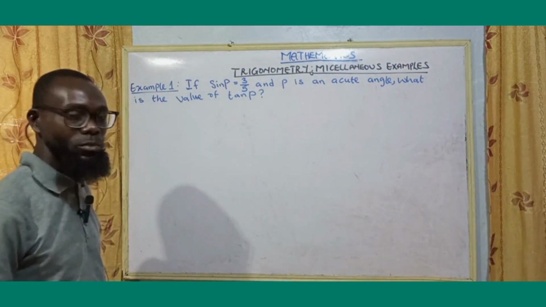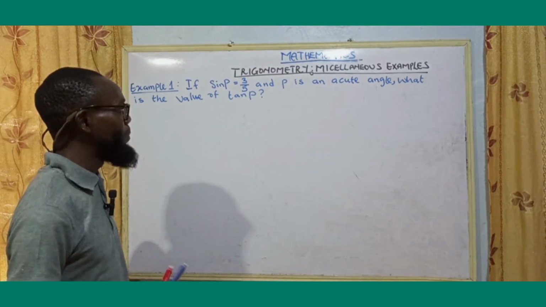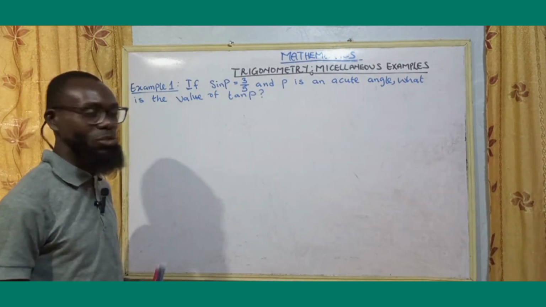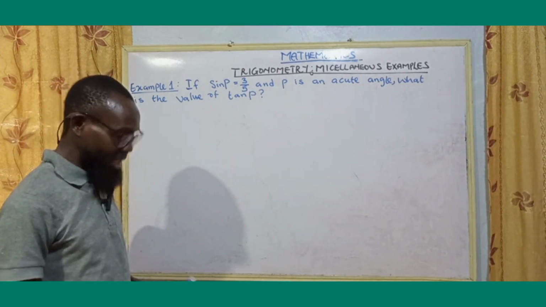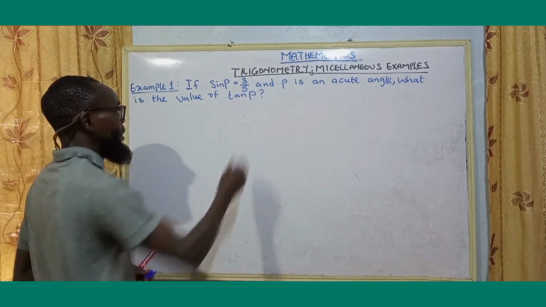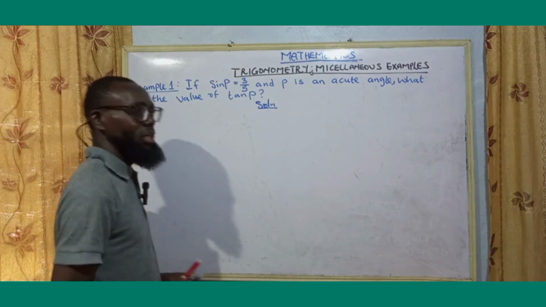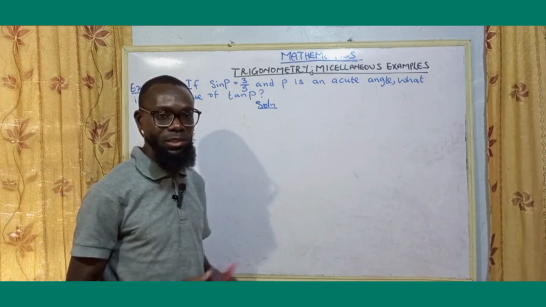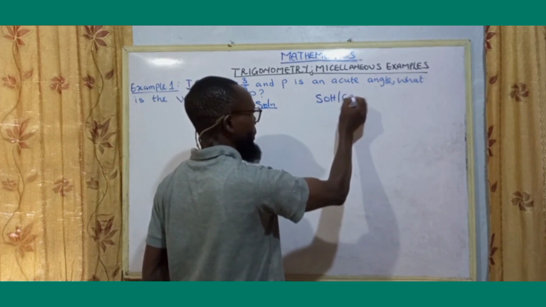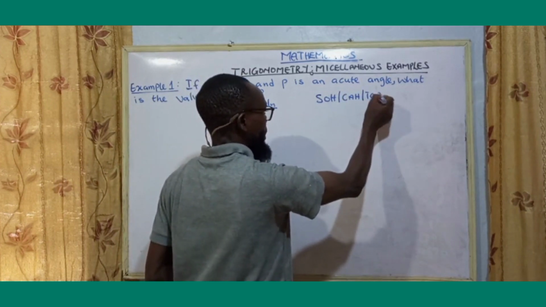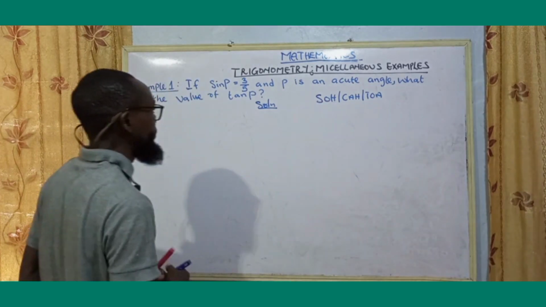Example 1. If sine P is equal to 3 over 5 and P is an acute angle, what is the value of tan P? Now, looking at this, we are given sine P to be equal to 3 over 5. If you could recall from our previous lessons, when we talked about SOHCAHTOA, when we talk about sine, that is opposite over hypotenuse.